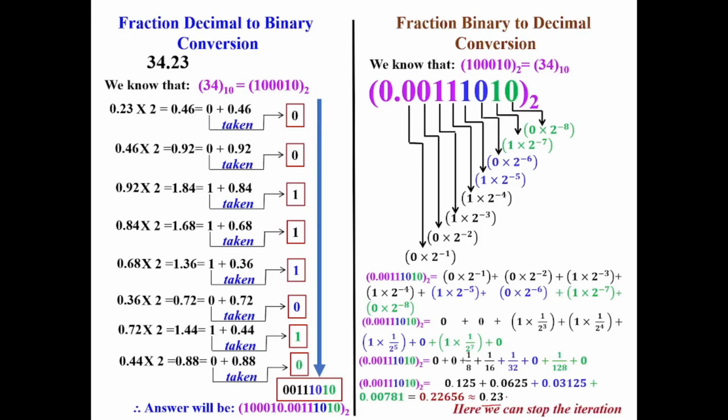Now this is, we can say, the optimum iteration or optimum approximation. So here we have to stop the iteration and the final answer will be this much. For 34 the binary number is this one. For 0.23 the binary number will be this much. Okay, so this is the procedure for fractional decimal to binary conversion.